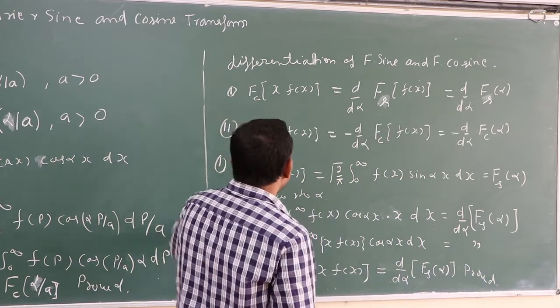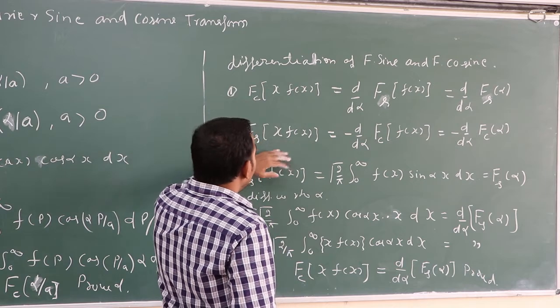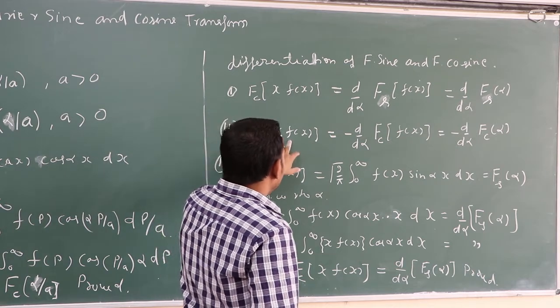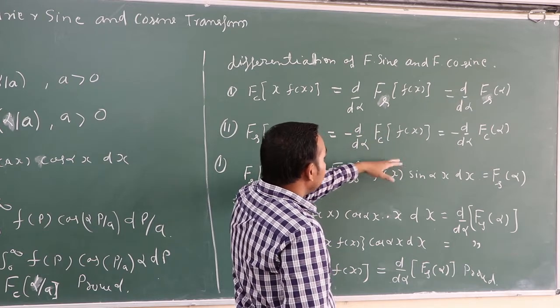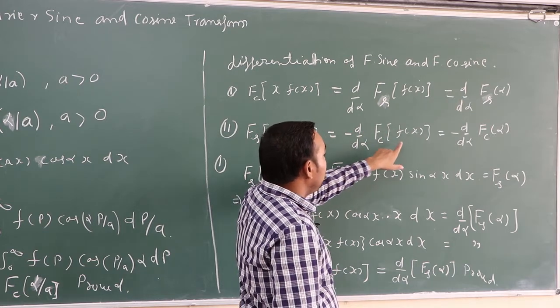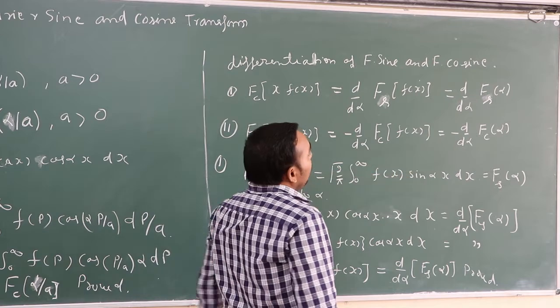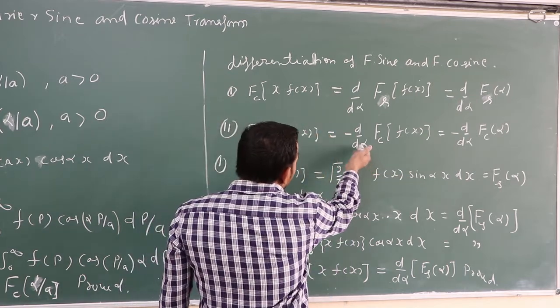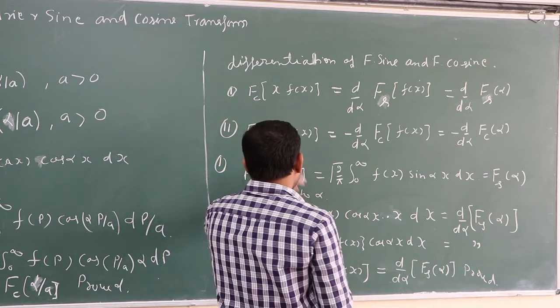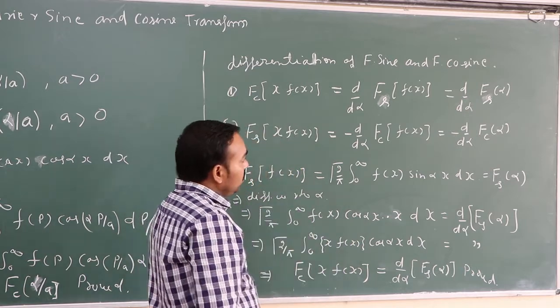In the same manner we can prove the second one, minus d upon d alpha. We start from f_c(alpha) equal to integral of f(x) cos alpha x, and if we differentiate with respect to alpha, then in the same manner we get the left hand side.